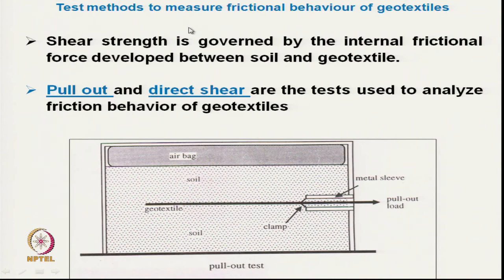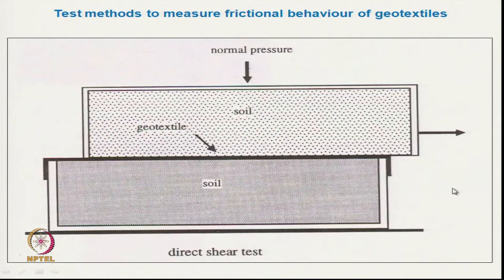And this shear strength between soil and geotextile is measured using two techniques. One is pull out test, another is direct shear test. In the pull out test, a geotextile is placed inside the soil and it is being pulled out. Depending on the pulling force, we can calculate the shear strength, so friction between geotextile and the soil can be measured. Another way is direct shear test. So, these are the two tests by which we can measure the mechanical interaction between geotextile and soil.